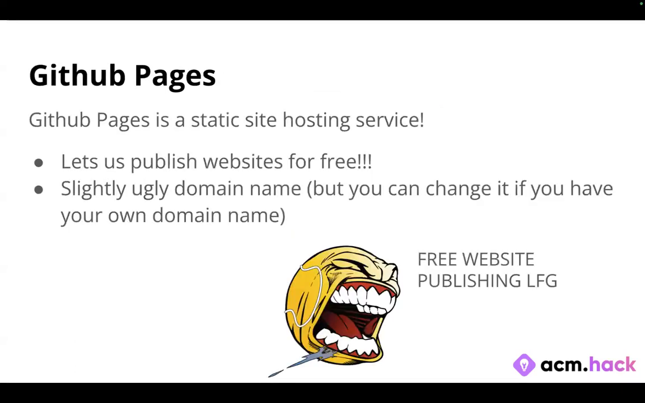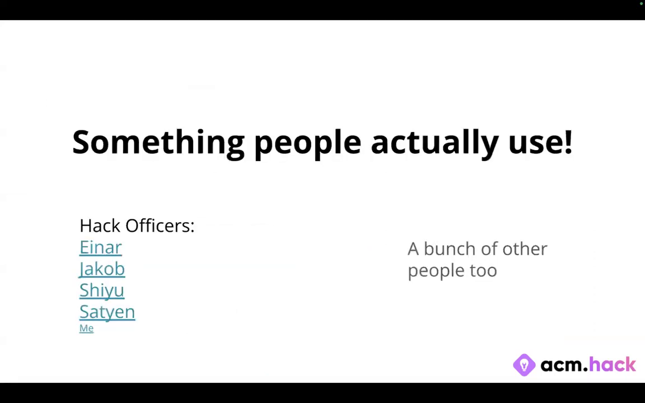So what is GitHub Pages, right? Well, GitHub Pages is something known as a static site hosting service. What you really need to know is it just lets us publish our websites for free. And the domain name is kind of ugly. The format looks like HTTPS followed by your username, and then github.io. But you can always buy your own domain name and swap it out. Domain names can be pretty expensive, but you can usually get some good ones for a couple dollars for an entire year.